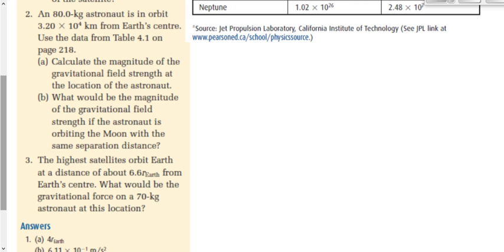Number 3, 6.6 times the radius of the Earth. Once again, 6.6 times whatever the radius of the Earth is. This time it says it's orbiting Earth at this distance from the Earth's center. Would we have to add 1r to that? In other words, make it 7.6? No. Question number 1, it's above the surface, so you have to add the radius of the Earth. Number 3, it's from the center of the Earth, so you don't have to add anything to it. You're given the value already. You just have to multiply it by the radius of the Earth.